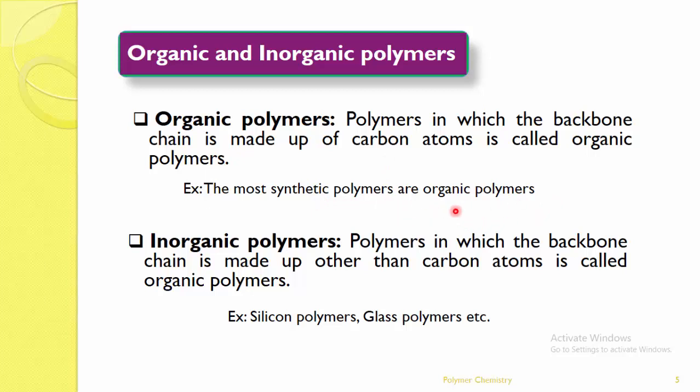In the case of inorganic polymers, what are they? Polymers whose backbone chain is made up of atoms other than carbon. You are getting my point here. Inorganic polymers are those whose basic backbone is made of atoms other than carbon. Here you can see the examples: silicon polymers, glass polymers. Those are the best examples of inorganic polymers.